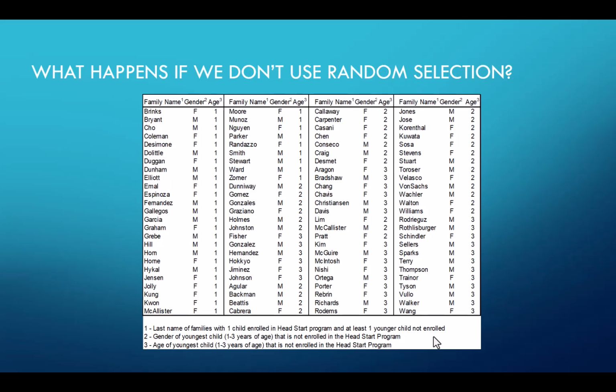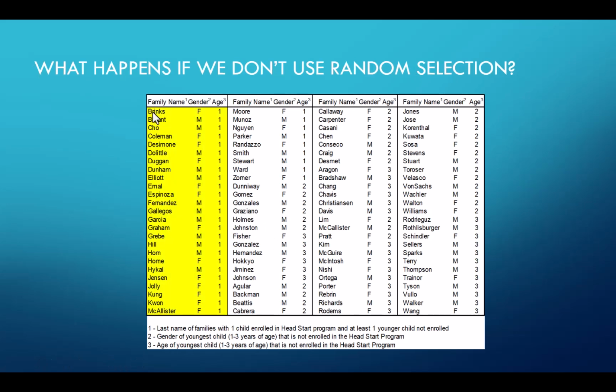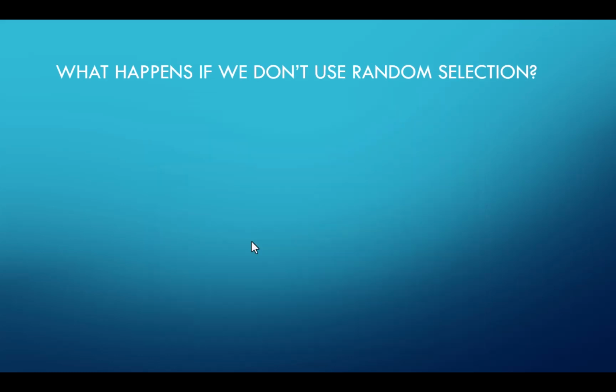Now, what happens if I don't use random selection or simple random sampling? Let's say my sampling frame, my list, is listed in terms of age, but I'm being lazy, and instead of using a random function in Excel, I decide I'm just going to pick the first 25 names. So here I've just picked the first 25 names, and you can see that the sample is only comprised of 1-year-olds, not nearly representative if we want our sample to represent 1, 2, and 3-year-olds.